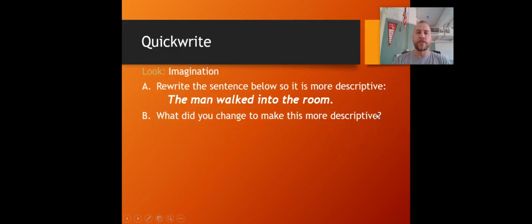The first thing I want you to do is rewrite the sentence below so that it's more descriptive. The man walked into the room. Try on a piece of paper, how detailed can you make that sentence without really changing too much about it? You can change one word out for another, but try not to change around the sentence too much. Add a couple words. What can you do? Take a minute, pause this video, and see if you can rewrite this sentence to incorporate more detail.